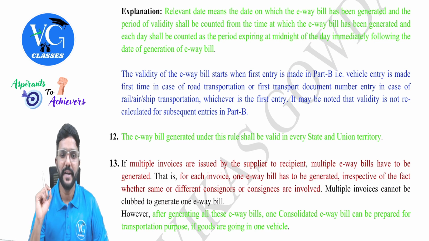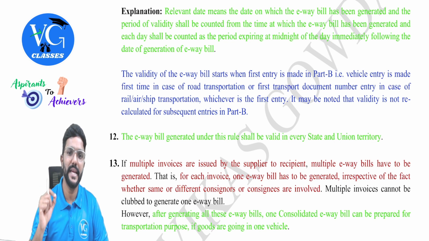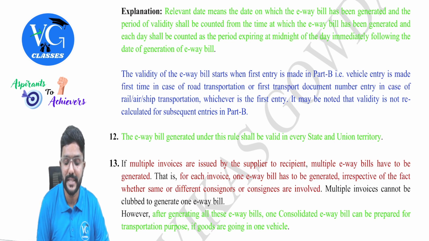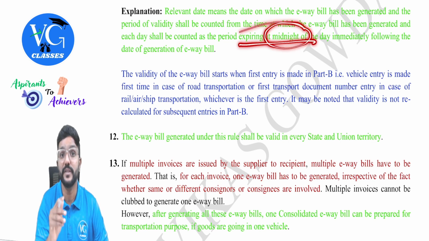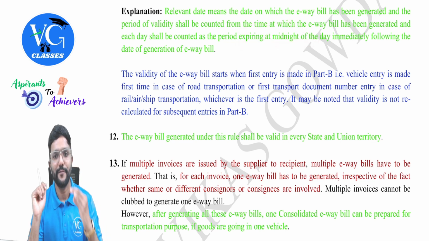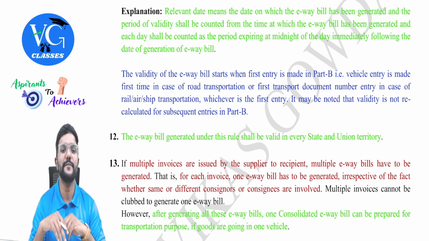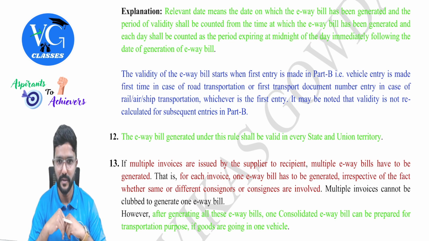Explanation. Relevant date means the date on which the e-way bill has been generated, and the period of validity shall be counted from the time at which the e-way bill has been generated, and each day shall be counted as the period expiring at the midnight, which is 12 a.m. of the day immediately following the date of generation of e-way bill.